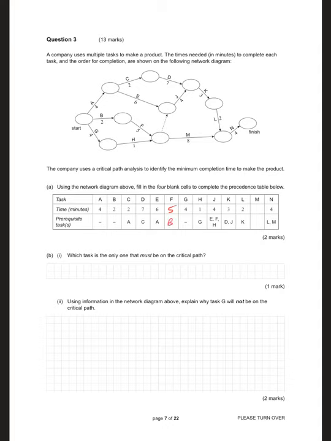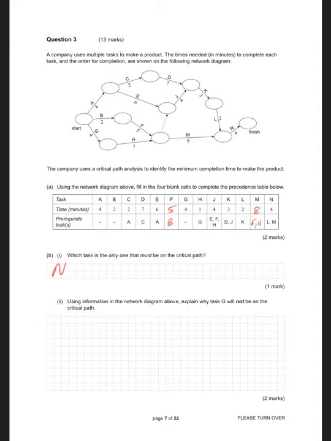M is also blank. M takes 8. What are the 2 arrows going into the start of M? F and H. Which task is the only one that must be on the critical path? Well, what you'll see here, 3 possible options, all these branches, etc. But they all come together, and the only way from this node to the end node is through N, so N is the one that's always going to be on the critical path. There's no option for that.